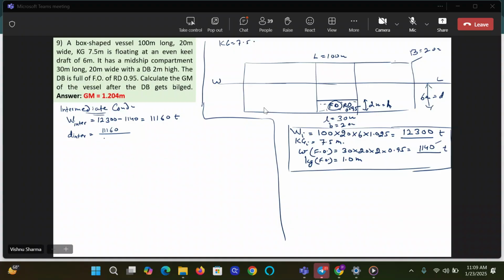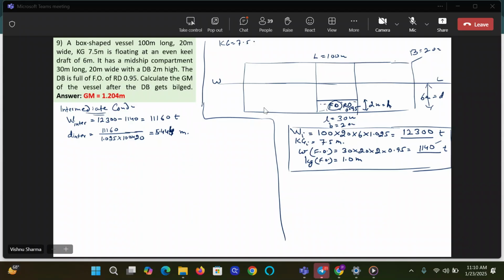11160 divided by the density of the seawater and divided by length and breadth. And how much draft do you get, Peter? 5.443. 5.443, 444. Just check again, but that's all I'm asking. 3 or 4? Round off. 5.444. Okay, fine. No problem.